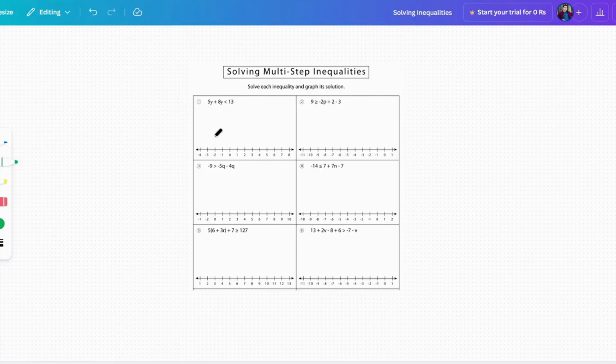In today's class, we will be solving some inequalities and graphing them on a number line. These are all multi-step inequalities. So let's move towards the very first question that we have.